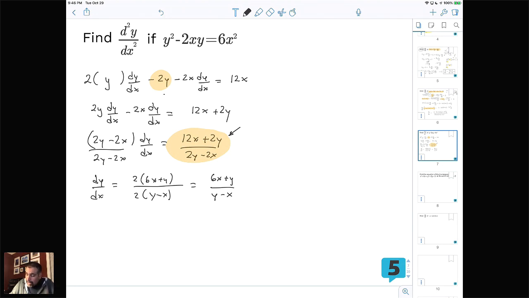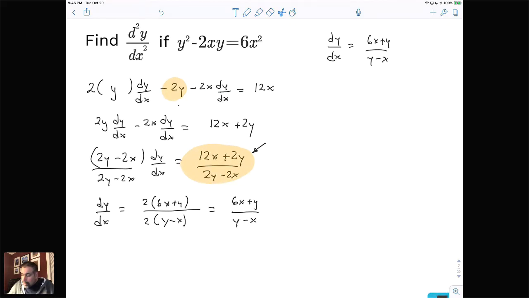So that being said, I want to now look at dy over dx equals 6x plus y over y minus x. And I've got to take the derivative of this. I've got to find the second derivative. So if you guys don't mind, I'm going to take this and write it up here real quick. And I'm going to write all my work in the next column.